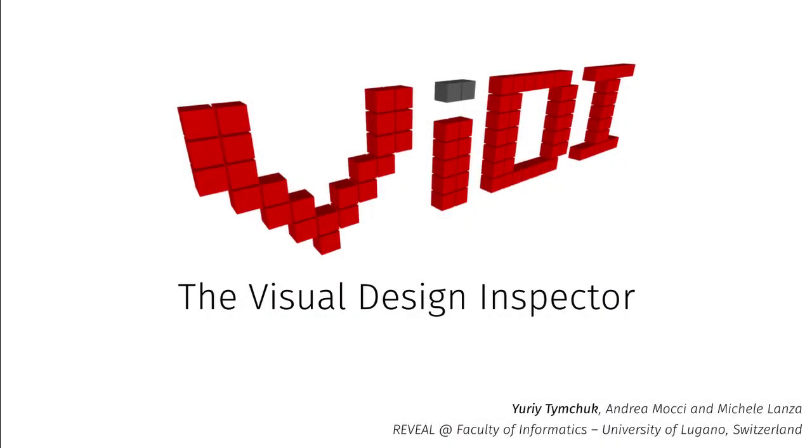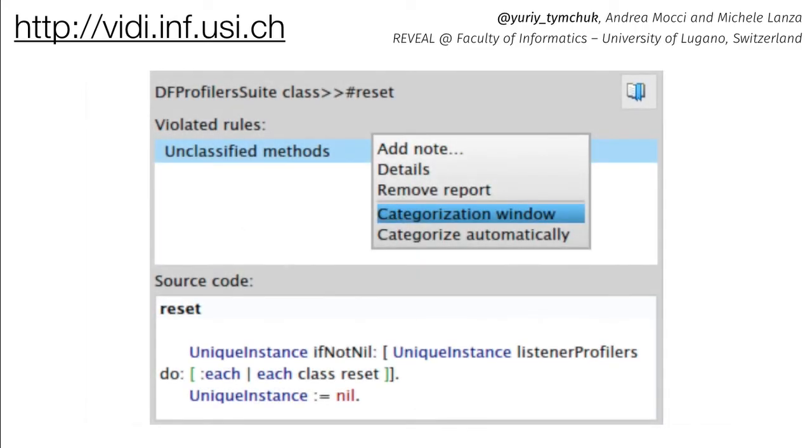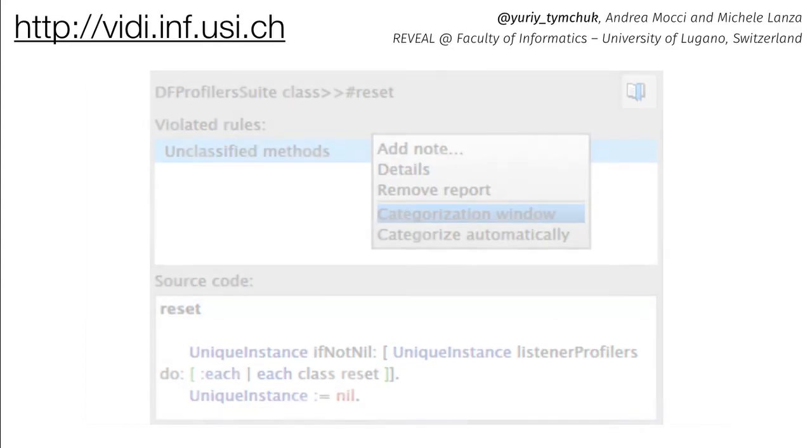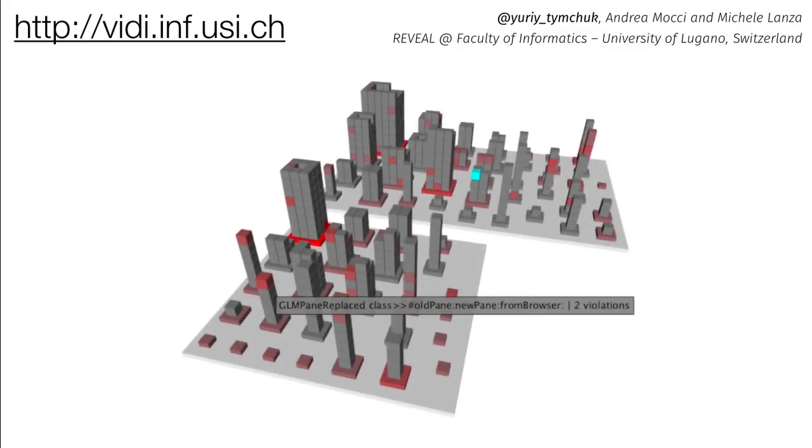So to wrap up, ViDI is a visual design inspector which is used for reviewing code, which visualizes your code, shows issues on the visualization, allows you to interact with the issues, and shows you a review of your code review.